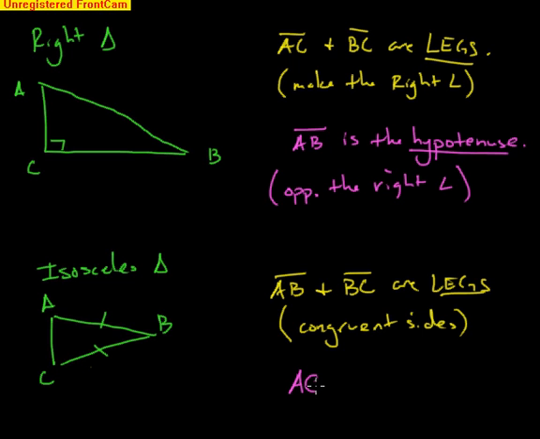AC is the base, and it's just the third side. Okay. So there are the parts of those triangles. So very important that we understand the parts of a right and isosceles triangle.